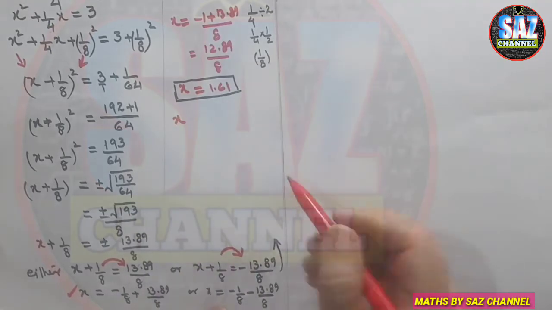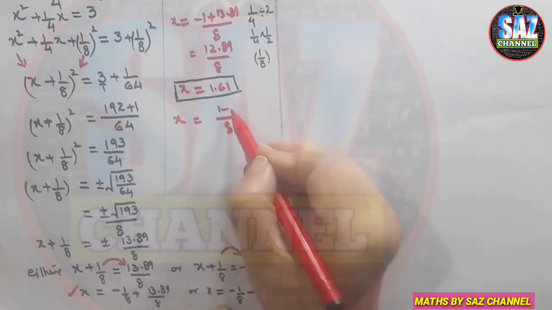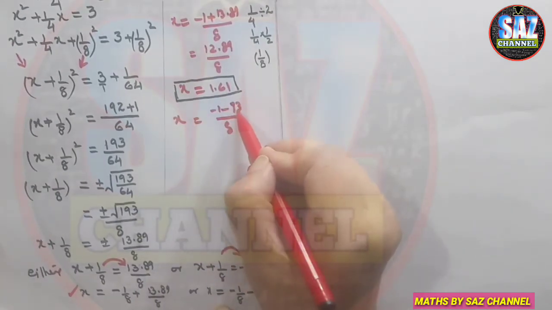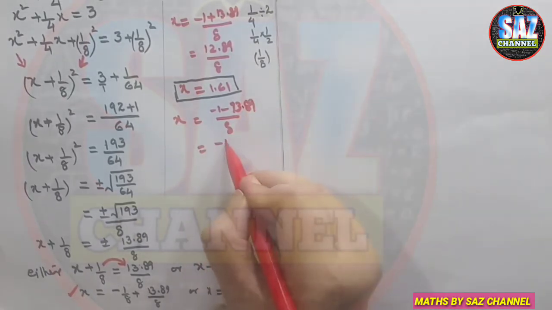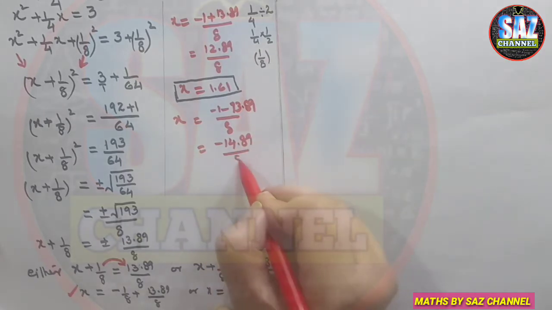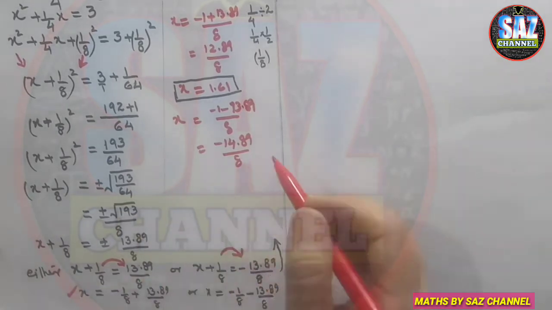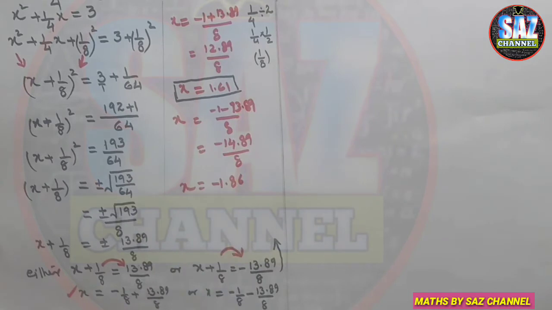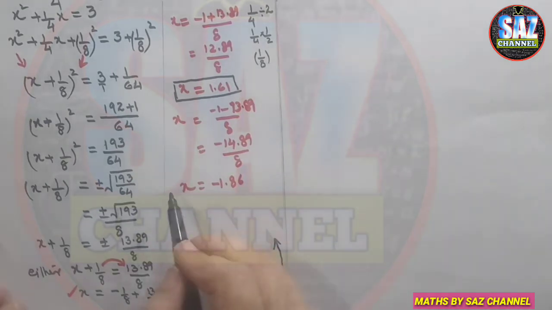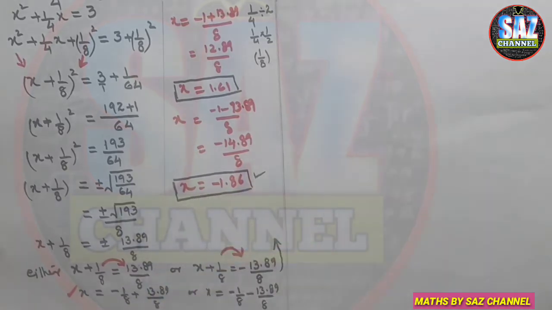X equals, take the LCM, 8 will be the LCM, minus 1 minus 13.89. This will give me minus 14.89 by 8. I have to check 14.89 from the calculator. This is minus 1.86. I hope you are clear about this question. The two roots or two solutions of this question are 1.61 and minus 1.86.